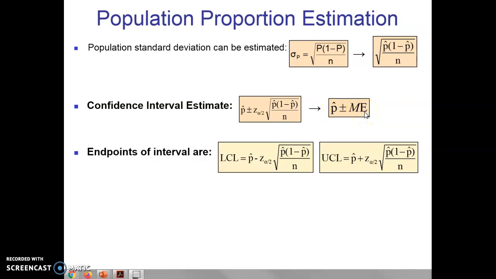Okay, and that's the same as the sample proportion plus or minus a margin of error. From this, you could create a lower confidence level by taking your sample proportion minus the margin of error, or the upper confidence level, which would be your sample proportion plus the margin of error. So you see the parallels. We're not doing anything avant-garde here. It's just a different calculation for the standard error and for the standard deviation.